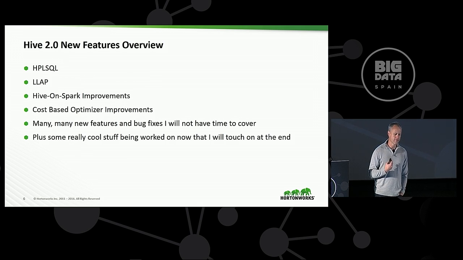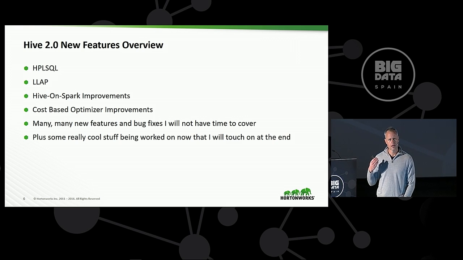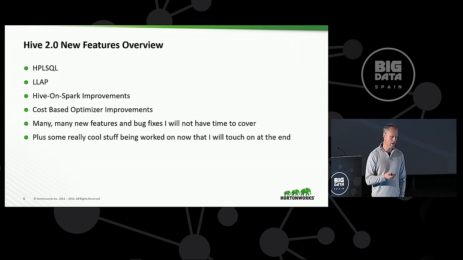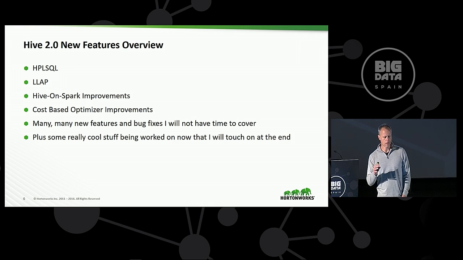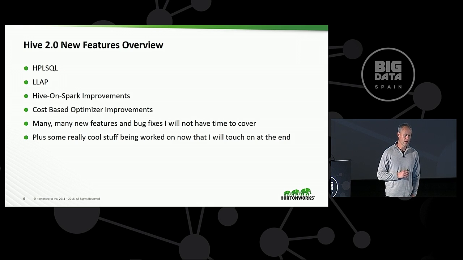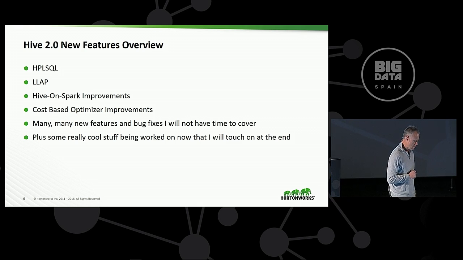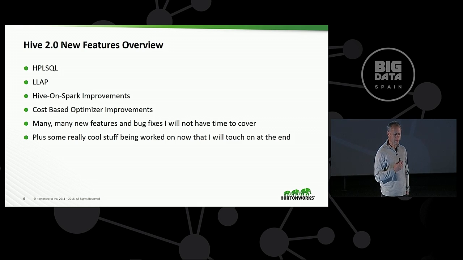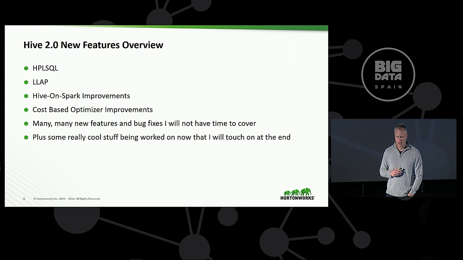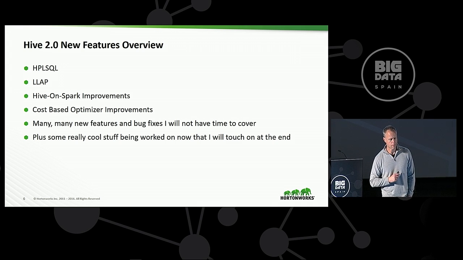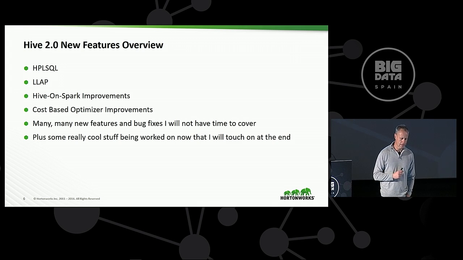I don't have time, or enough voice left, to go through all the new features that are happening in Hive. So I want to just look at a few of them. I want to talk about adding procedural SQL to Hive, the new LLAP work that I talked a little bit about this morning, some improvements to Hive on Spark, our work on the cost-based optimizer, and then toward the end, I'll touch on some of what's going on in the Hive community right now that's being put into the 2.0 line that I think is interesting and exciting.